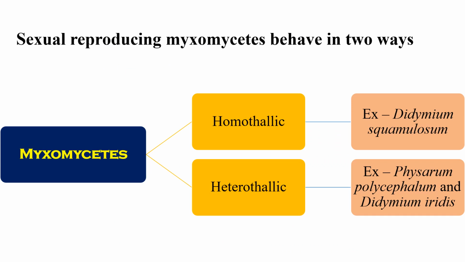Generally, sexual reproduction in Myxomycota has two ways, homothallic and heterothallic. A homothallic species example is Didymium squamulosum, and the heterothallic species are Physarum polycephalum and Didymium iridis. These are the homothallic and heterothallic species of Myxomycetes.